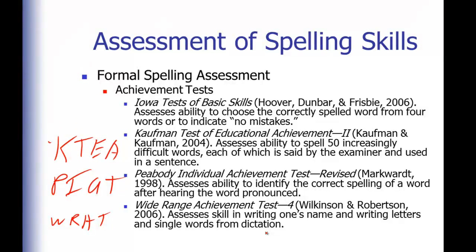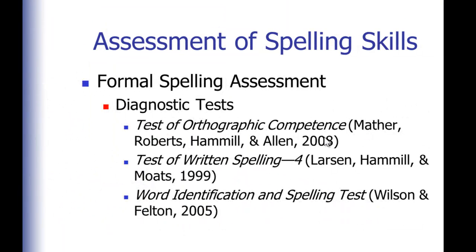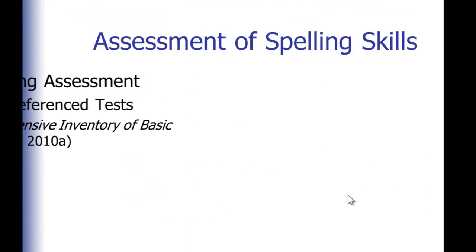And so depending on what you're studying, what you're assessing, what you want to know about the child has a lot to do with which of these tests you give. And often you'll use what's in your school. But read through each of these as to what they're for. And from a formal standpoint, here are some diagnostic tests. These were the achievement tests, the standardized tests, norm tests. And these are the diagnostic, meaning to diagnose. Okay, test of orthographic competence, test of written spelling, word identification and spelling test. And the book takes you through all these.